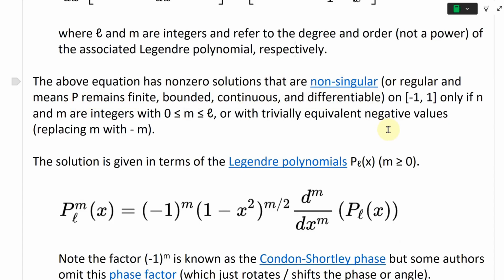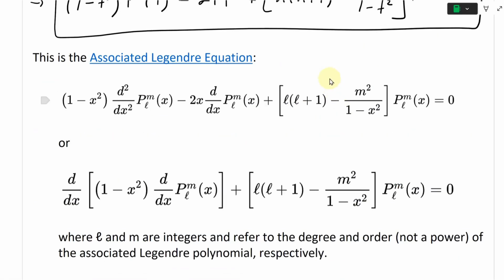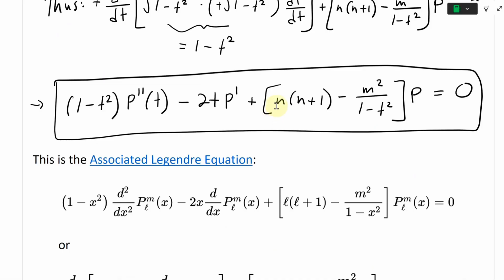Anyways, the above equation has non-zero solutions that are non-singular or regular, which means p remains finite, bounded, continuous, and differentiable, so it doesn't blow up to infinity and other stuff like that, on negative 1 to 1 only if n and m are integers. With this one, I wrote n here. I'm just going to replace it. I meant m. Initially, I wrote it with n, just converting everything to the one I'm using. I'm using n here just because the guy on YouTube used n.